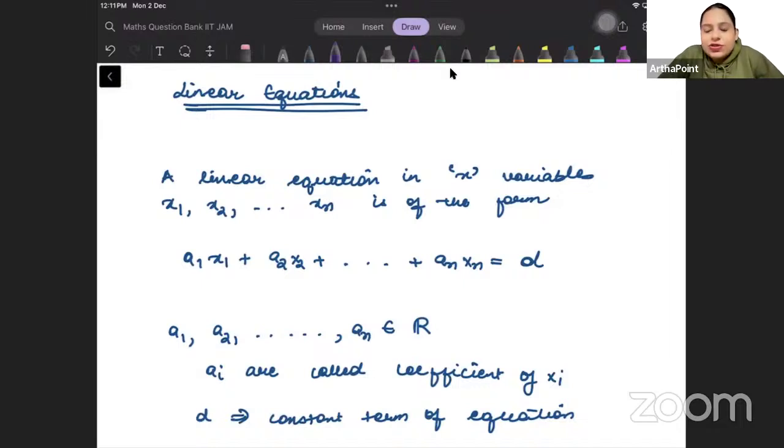Hi, good afternoon, everyone. This is the last topic of matrices and determinants that we are covering today. And from the next class, we will start with vectors, right? So we want to understand what linear equations are and how to solve two kinds of linear equations, right?